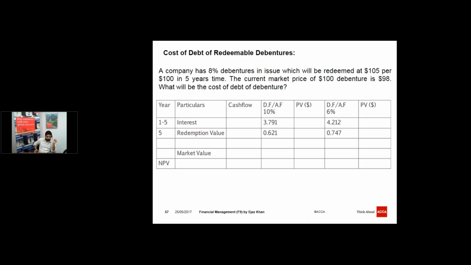Okay, now let's move towards calculating the cost of redeemable debenture. We're done with irredeemable one, and we should go for redeemable debentures.